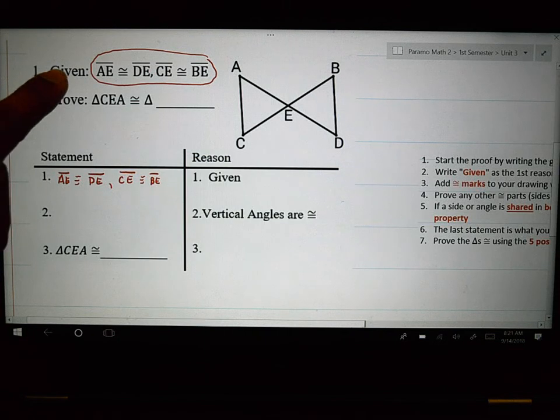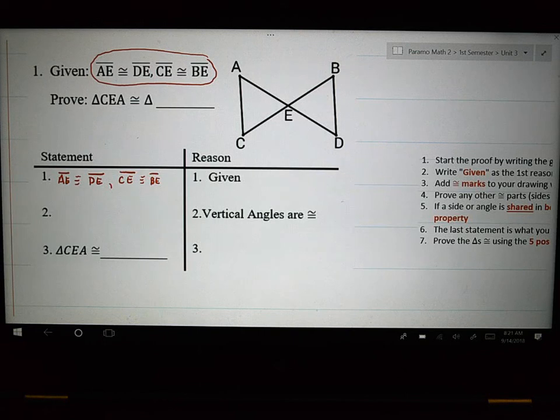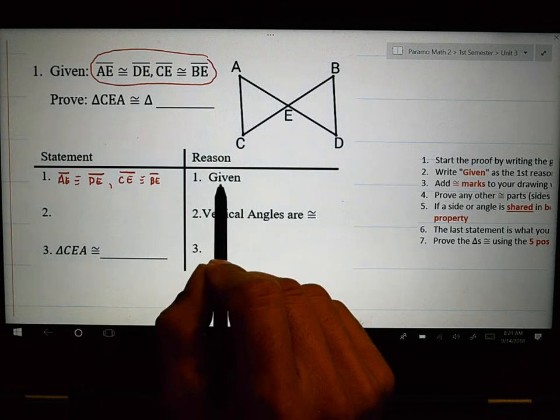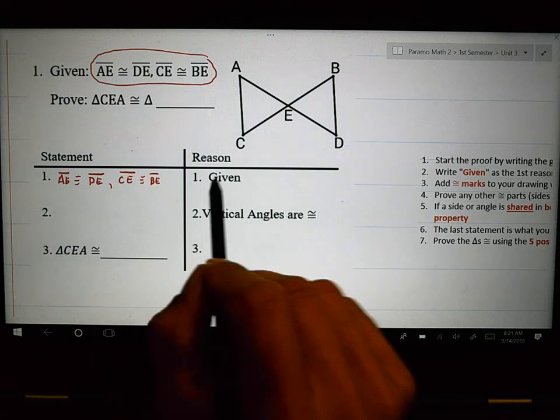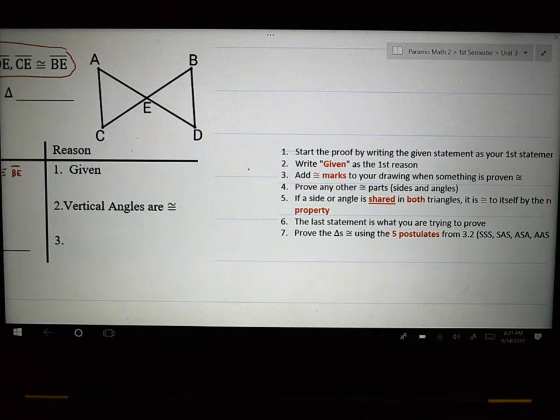Whatever follows that word given is always our first statement in these first 5 kinds of proofs. They don't have to be in a proof, but generally, most of the time, that's how they work. And what is our first reason? Our first reason is always because it's given. So that is literally the first 2 steps.